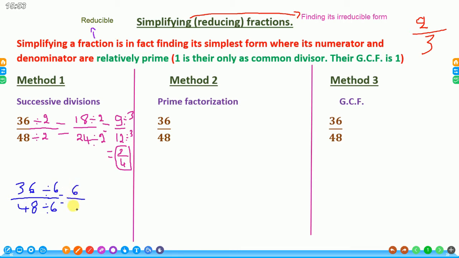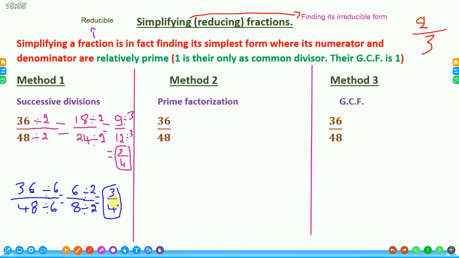So it's 6 over 8. Now 6 and 8 are even. I can simplify by 2. I will get also 3/4. So it doesn't matter with which common divisor you start first. What matters is to find the same irreducible form. We will get in the end the same answer.